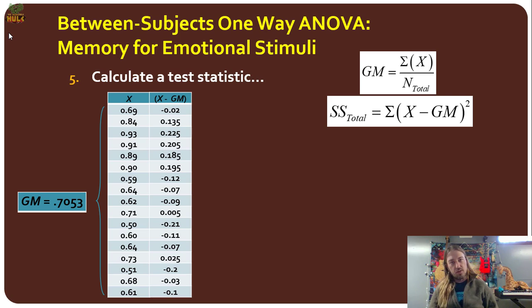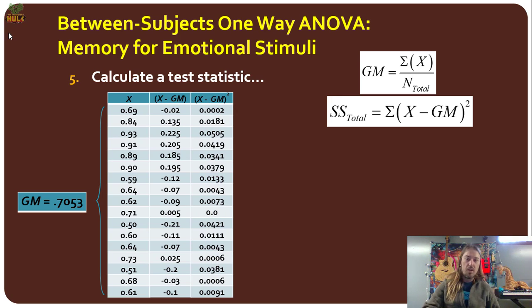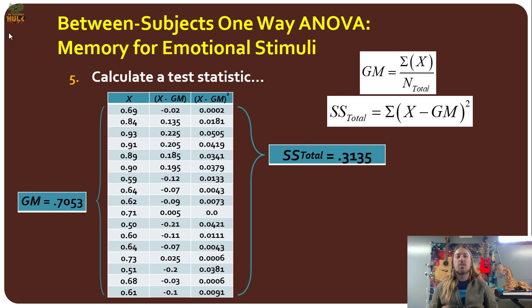Next step then is to take the individual scores and subtract off those grand means, coming up with all these deviation scores. The next step then is to square all of those deviation scores. So we square all of those, right? And we have this nice big column of squared deviation scores. We then need to sum across the entire column, and we get a sum of squares total of 0.3135. All right, so if you've got your source table sketched out, now go back and write in 0.3135 for sum of squares total.